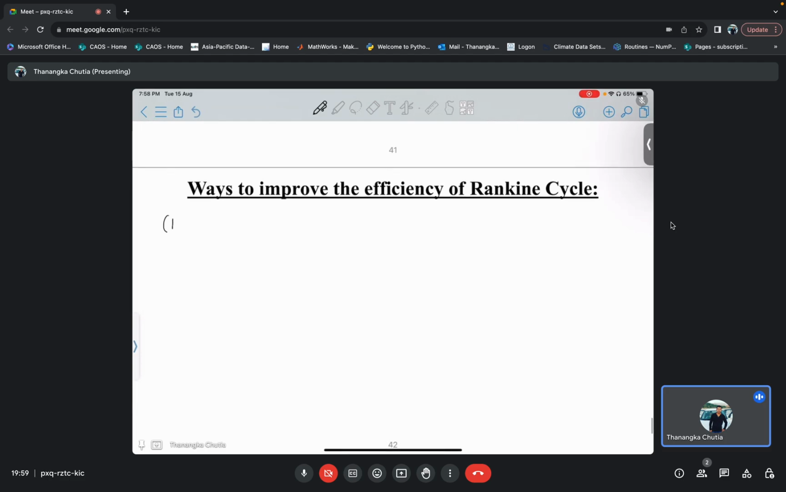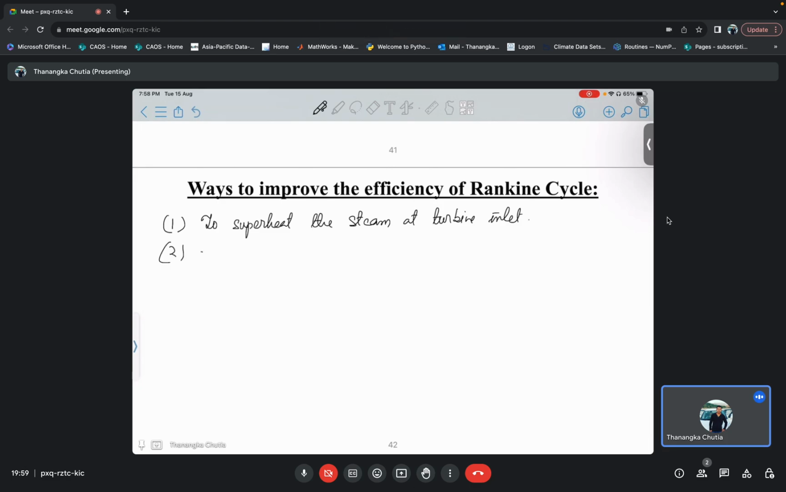The first way was to superheat the steam at the turbine inlet. But this has restrictions. Although it increases the efficiency and the quality of the steam at the turbine exit, the drawback is the material consideration, as this may hamper the material of the turbine.